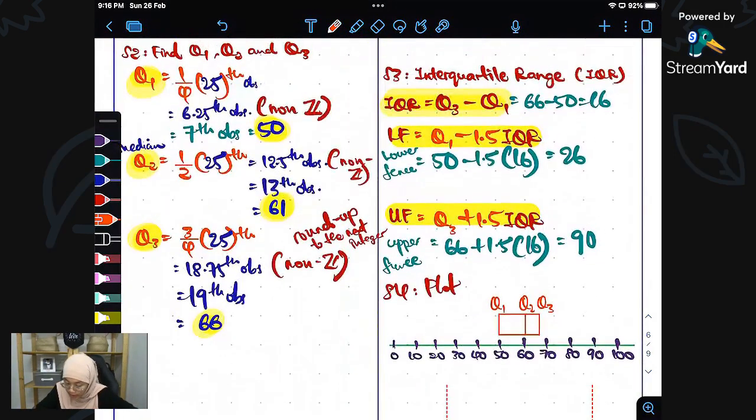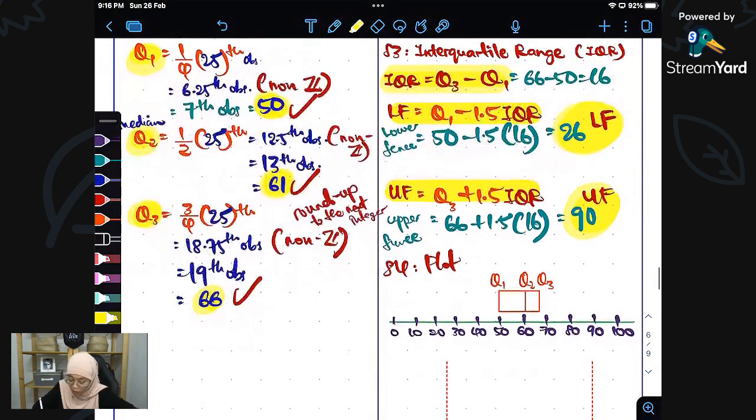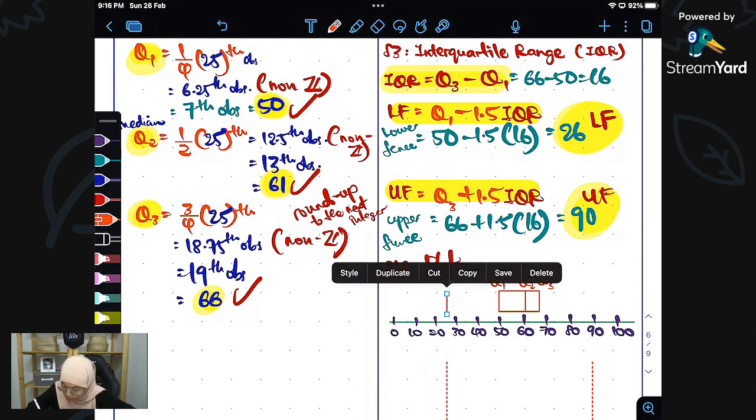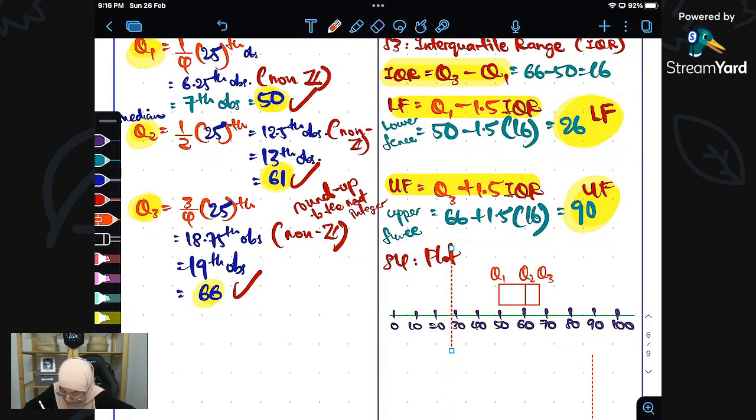Kita perlukan apa lagi yang kita ada. So now kita dah settle Q1, Q2 and Q3. We now go to the lower fence and the upper fence here. The lower fence here is 26. So where is 26? 26 is around here, I guess. Okay, this is not the whisker. This is the fence. So the fence I use dotted line. So dotted line is 26 over here.